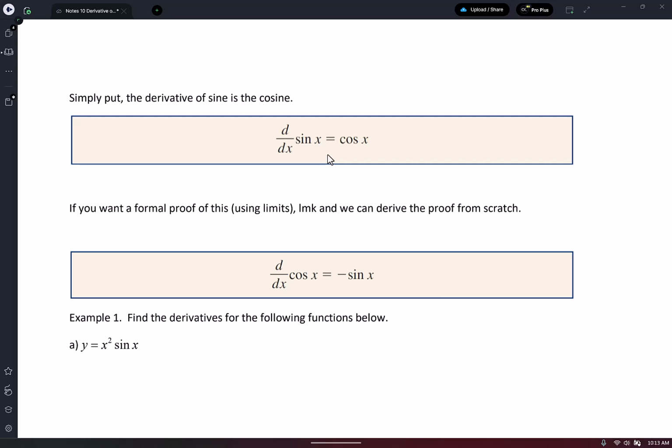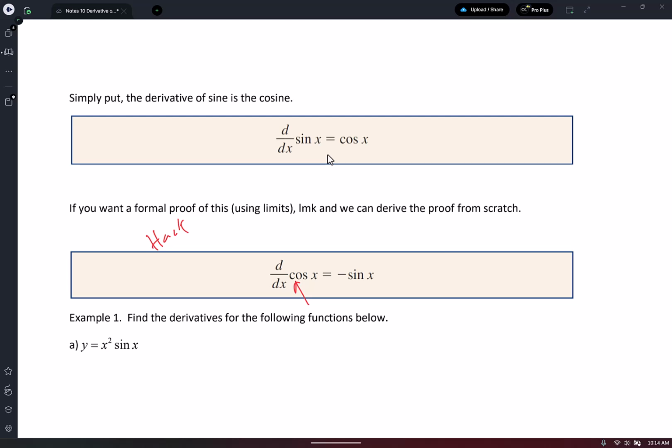Just know the derivative of sine x is cosine x. The derivative of cosine x is negative sine x. Here, let me give you the hack already, because you're going to see this in the future. If it starts with a c, the derivative is going to be negative. So write that down somewhere.